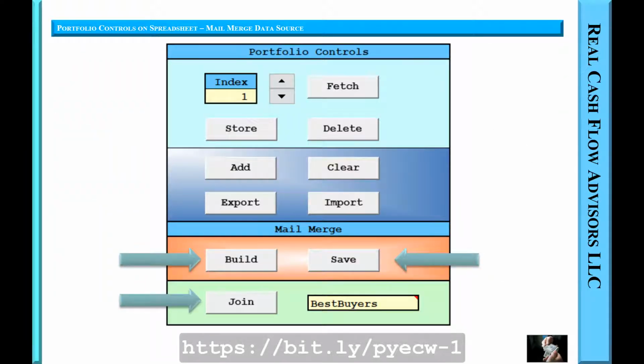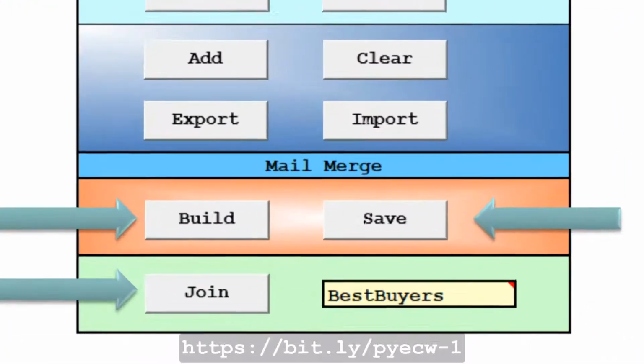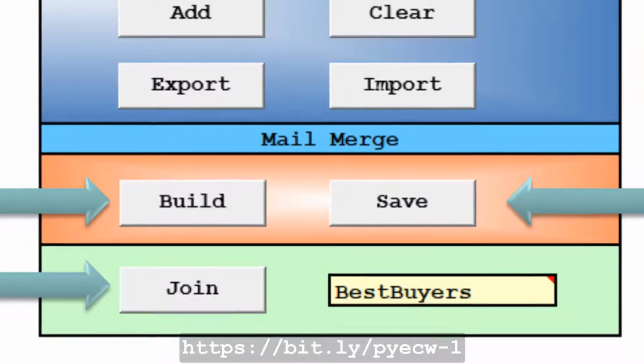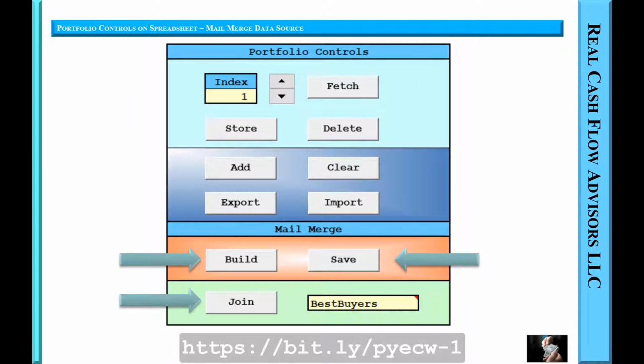Portfolio controls on spreadsheet, mail merge data source. On most of the automated spreadsheets that I provide in my courses, there are portfolio controls for saving the current state of your analysis in the spreadsheet, and then you can generate mail merge data from that information.